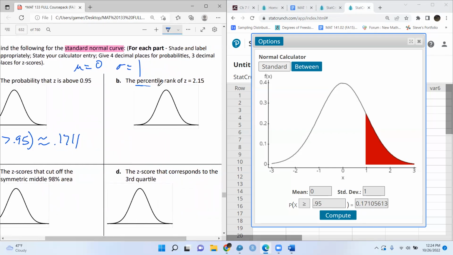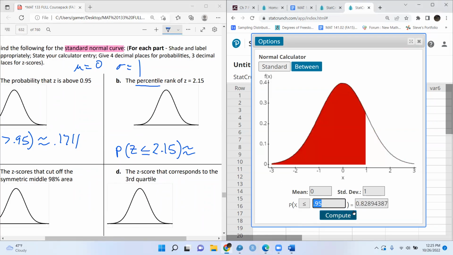B, percentile rank. That's a less than symbol because percentile is the upper bound. So it's at or below that particular value. So here's this one. Technically, it should also be equal to, because that's included, but it doesn't really bear into our calculation here.